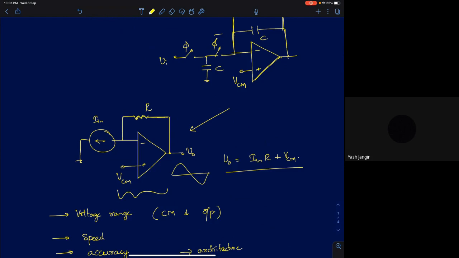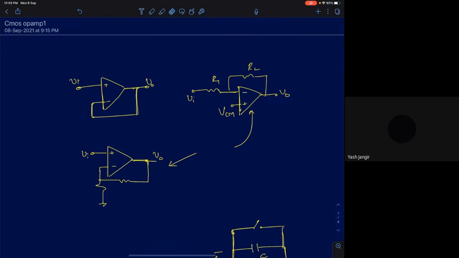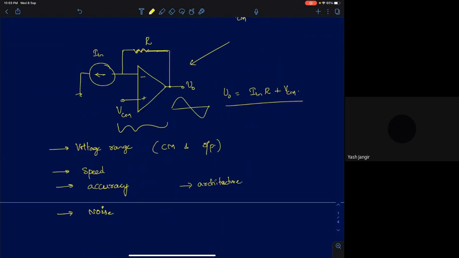The fundamental questions we will be answering are: if you look at the first circuit, can I apply any voltage and expect the circuit to behave as a voltage follower? Are there any limitations on the range of voltages I can apply? If there are limitations, what dictates those limitations? So voltage range: what are the maximum and minimum input and output voltages? That's something we will look at, and this question has to be answered by looking at the circuit realization of these op-amps.